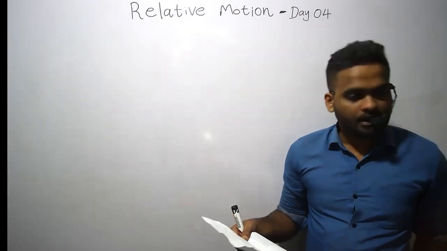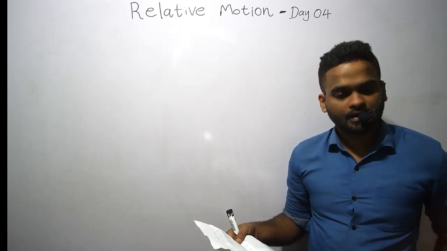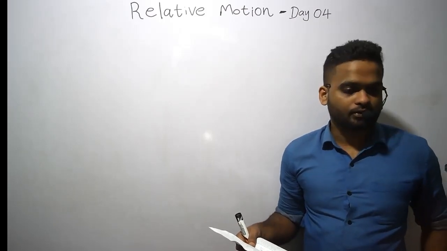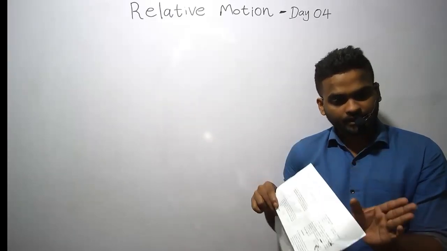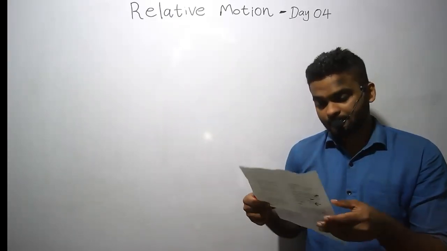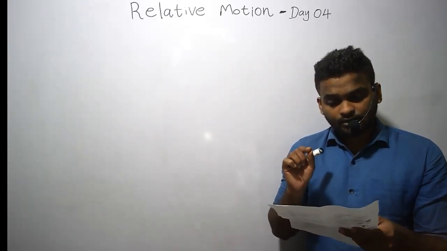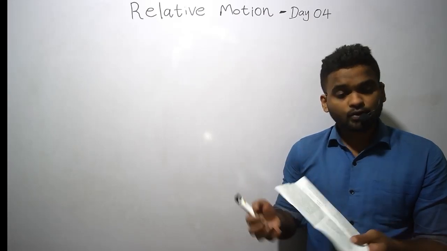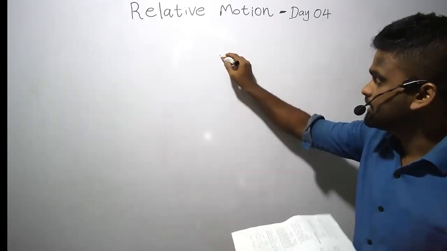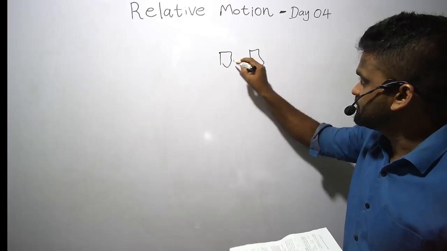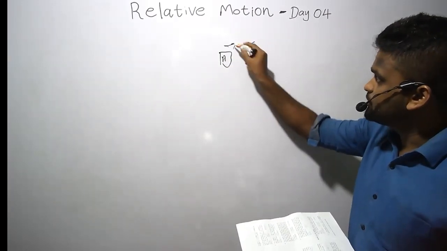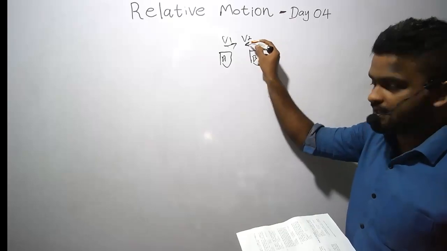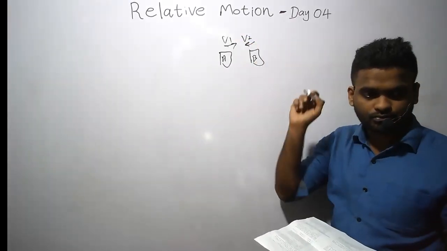Right. Okay. Let's see how to do this. So this is a different type of question, right? When two objects A and B move towards each other. Let's say these are the objects A and B. They are moving towards each other. Let's say at V1 and V2. Okay.